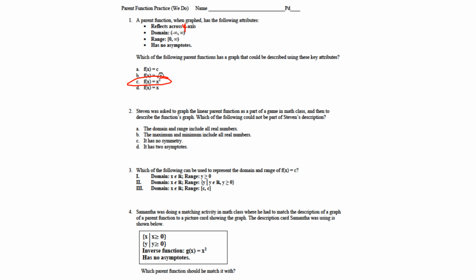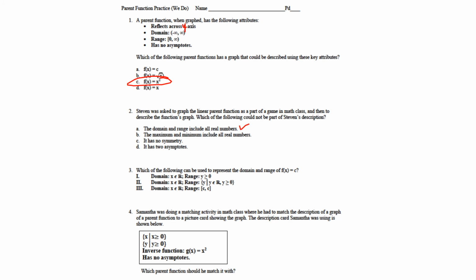All right, next. Stephen was asked to graph the linear parent function as part of a game in math class, and then to describe the function's graph. Which of the following could not be part of Stephen's description? Okay, so he's graphing the linear parent function. Do the domain and range include all real numbers? Is that true or false? Is that a true statement for linear? It's true. All real numbers for domain and range. The maximum and minimum include all real numbers.